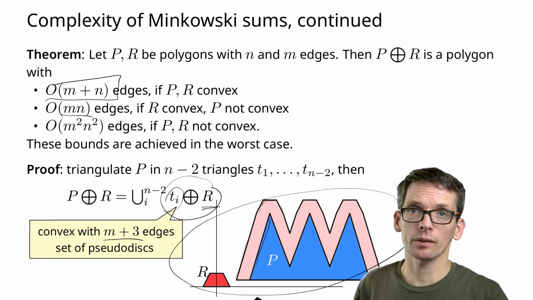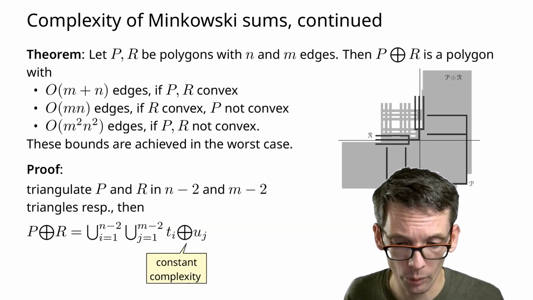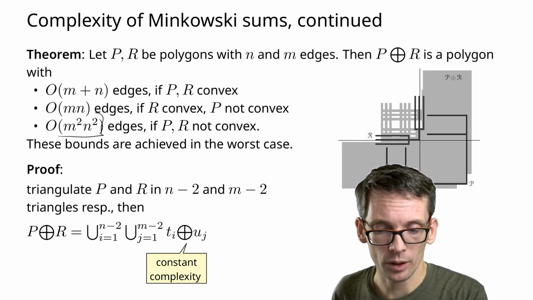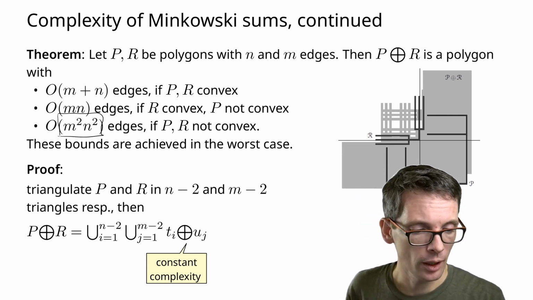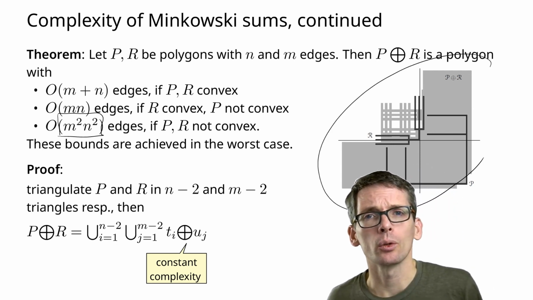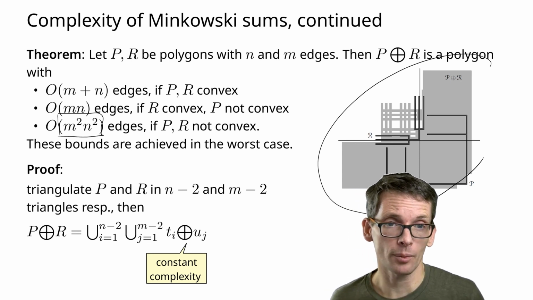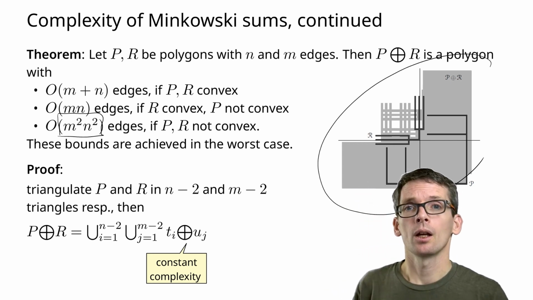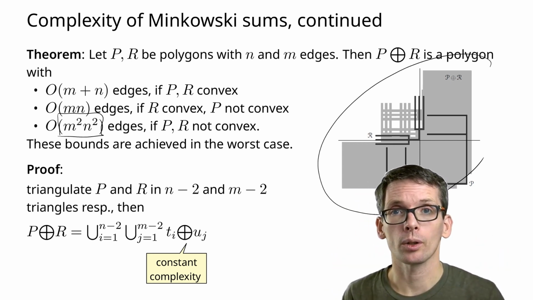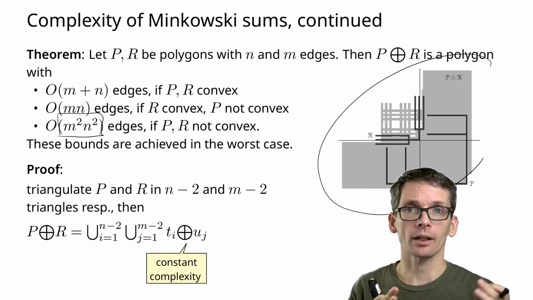If both are non-convex, we do the same trick. We triangulate, but now we have to triangulate both, and that ends up with this m squared times n squared. And in the book, or here also on the slide, you see an example where you actually get the m squared times n squared. So much about translating robots for now. Next, we're going to also look at rotation.